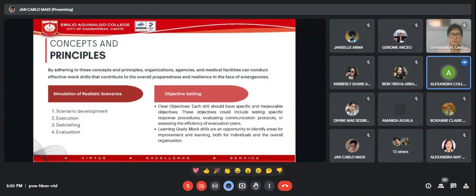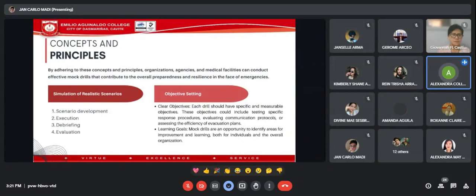Next is yung debriefing. Debriefing is after ng mga drill. So dito, nagpa-provide ng opportunity for the participants. So, kasama dito yung community, kasama dito yung response teams, kasama dito yung mga nag-o-oversee nung mock drill, to debrief or yung share ng feedback kung ano yung nakita nila during the mock drills.